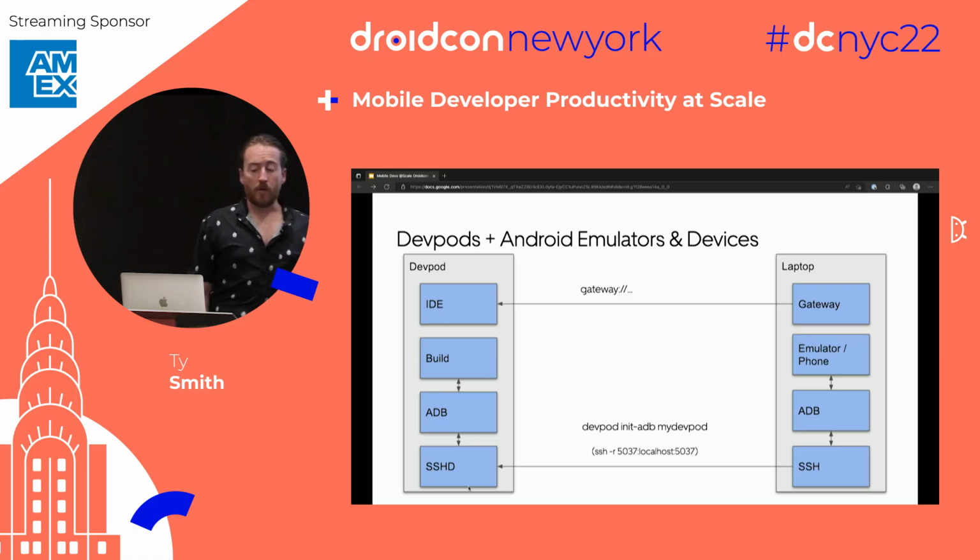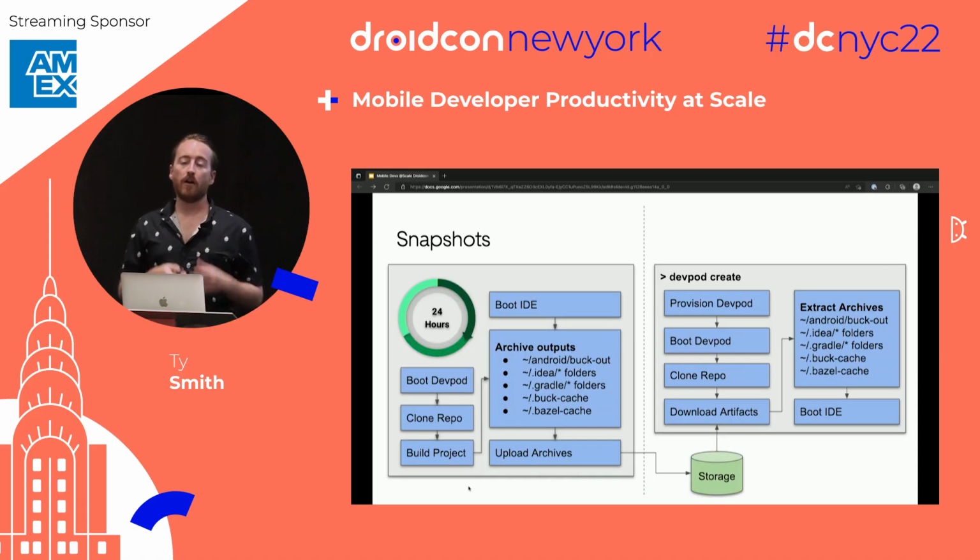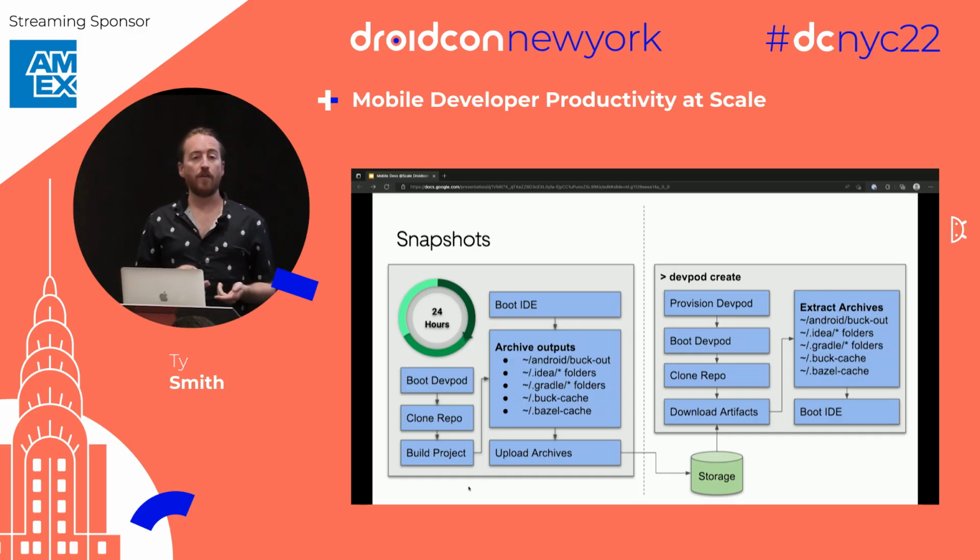Now, one really cool thing we built is called snapshots. So we boot up on a cron, a nightly DevPod. We get the IDE running, we do the full build, and then we take all of the output directories that are temporary, like the .idea folder with the IDE indices, the caches, the artifact store, and we compress all that, upload it, and then every time a developer starts up their machine or nightly, we're able to extract those archives, and we can then get them instant IDE indexing.